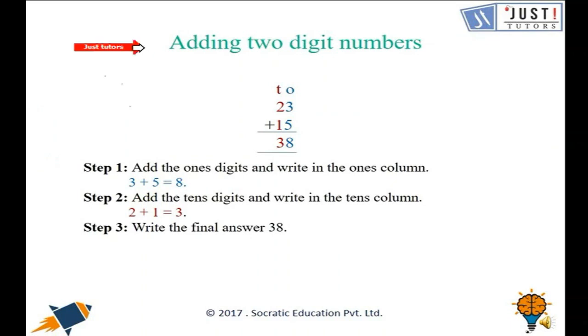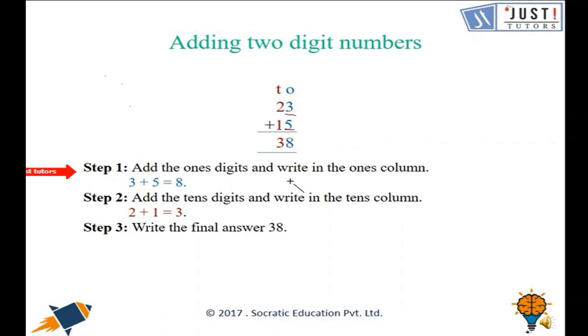So the first topic is adding 2-digit numbers. So there's this question, we have to add 23 and 15 together. So let's get started. We will have to add the ones first. So the step 1 involves adding ones digit. So as we can see, 3 and 5 are ones digit.